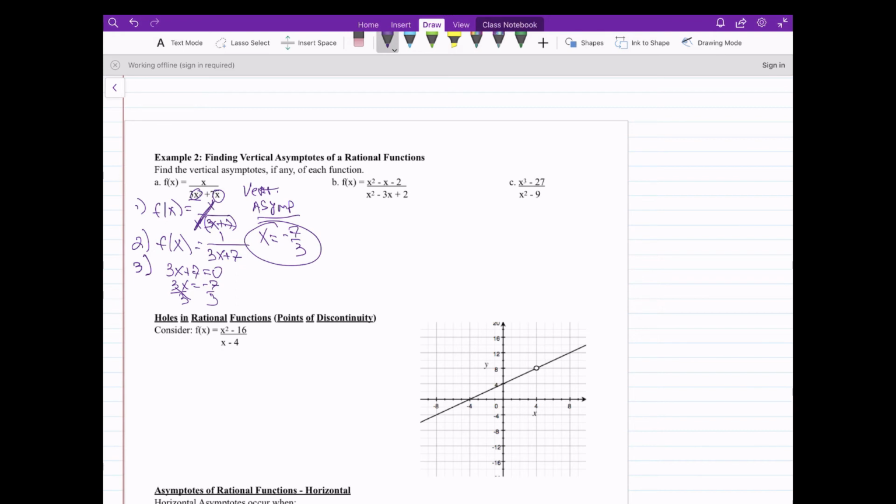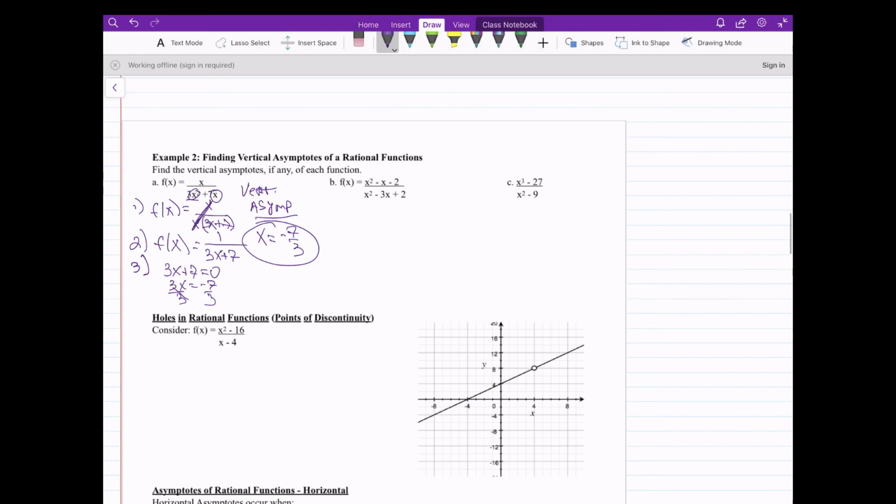Those are the four steps. So any value that we find where x equals some value in my denominator, that's going to create a vertical asymptote. Let's look at B.